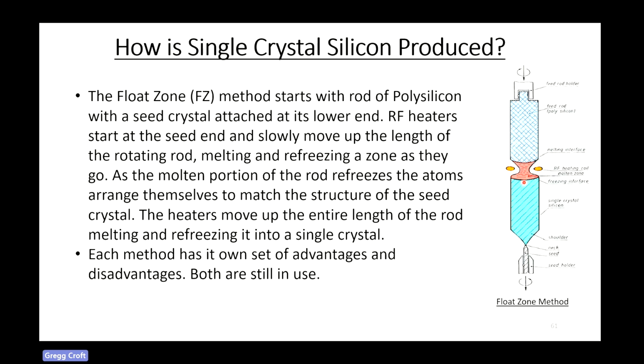So again, these RF heaters will move from the low end of the rod to the high end of the rod. When you're all done, you end up with a rod of single crystal silicon. Now, each of these methods has its own set of advantages and disadvantages, which I'm really not going to get into today. They're both still in use today, so these are both kind of common.